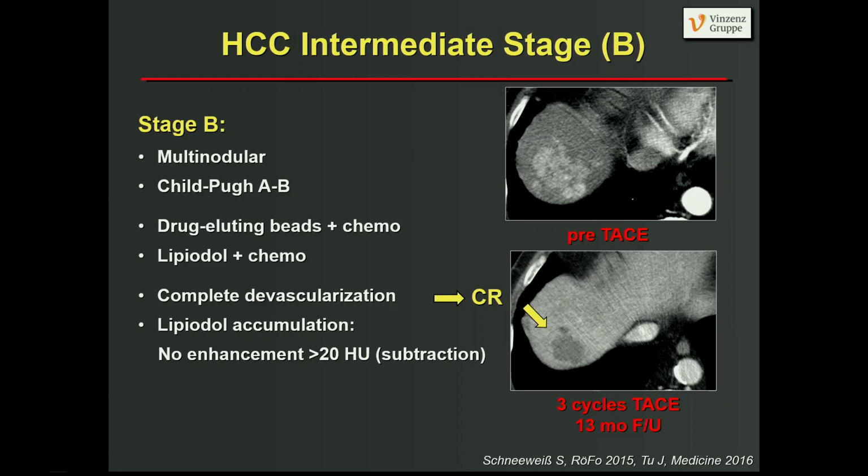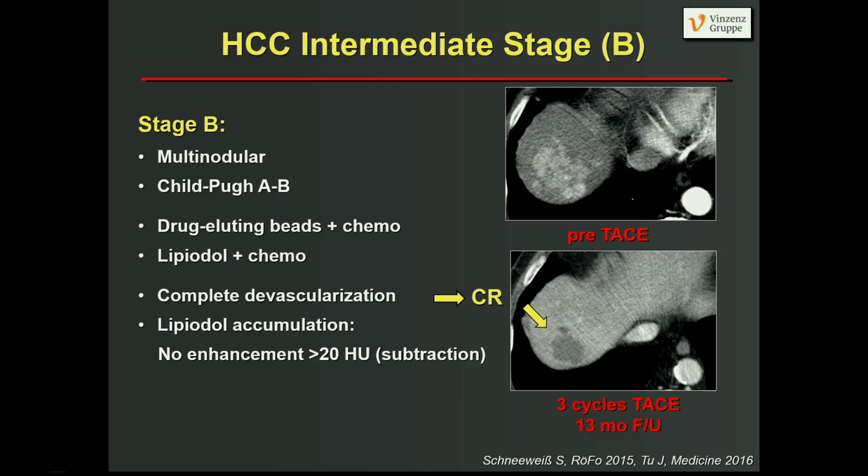We've seen cases of patients with HCC stage 0 or stage A. Intermediate stage B are those patients with multinodular disease, could be Child-Pugh score A and B. And in these patients, typically chemoembolization is performed either with drug-eluting beads and chemo or with lipiodol and chemo. And the aim, of course, is to achieve complete devascularization, although this is not that often the case.